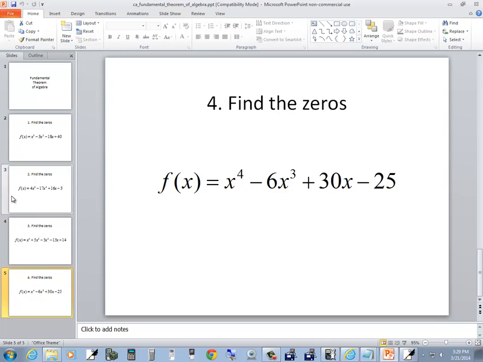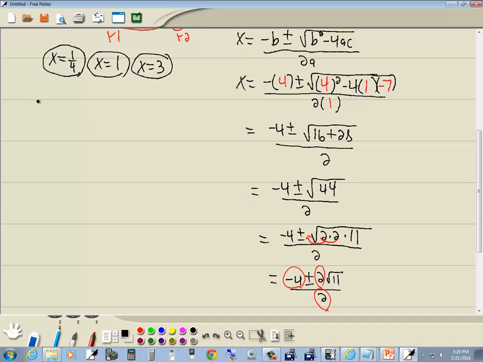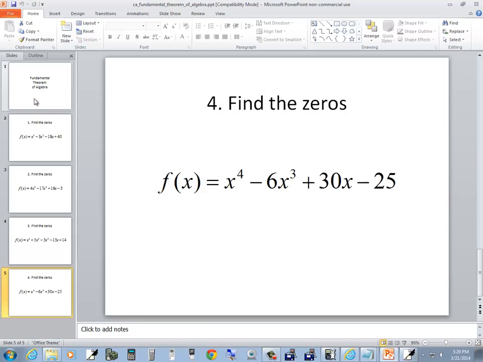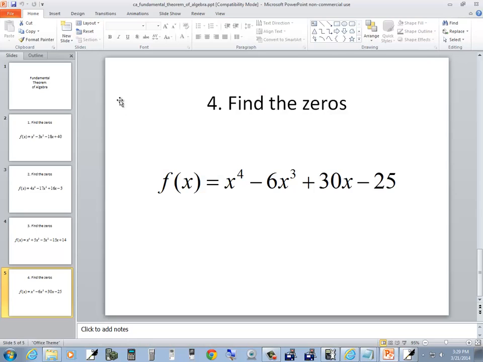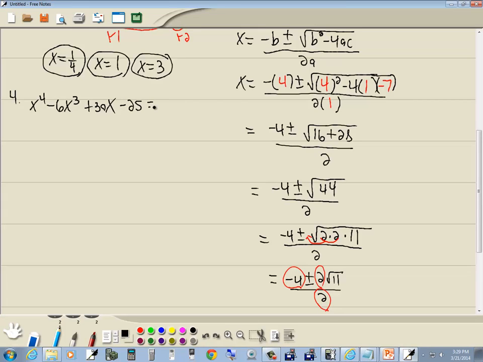Let's look at our last example. I think I have room here. X to the 4th minus 6x to the 3rd plus 30x minus 25 equal to 0.